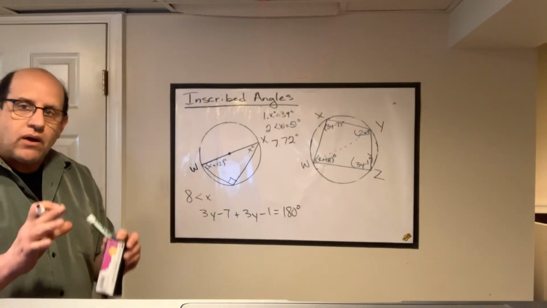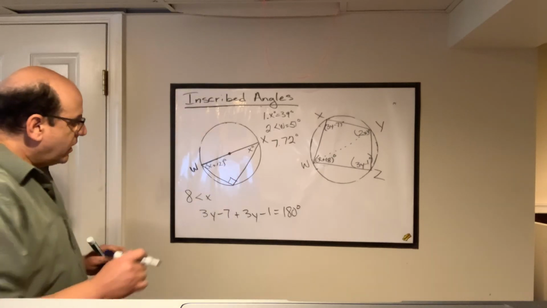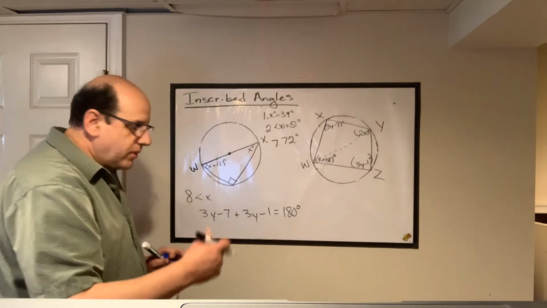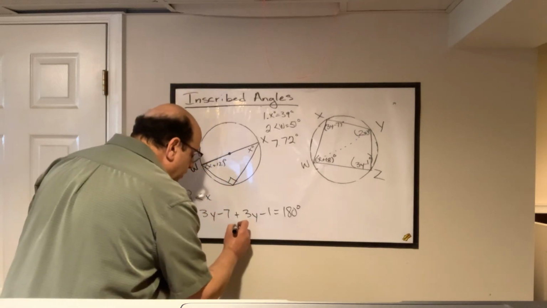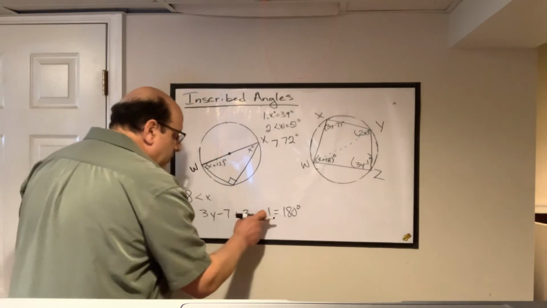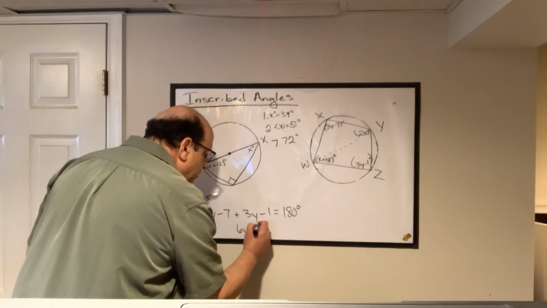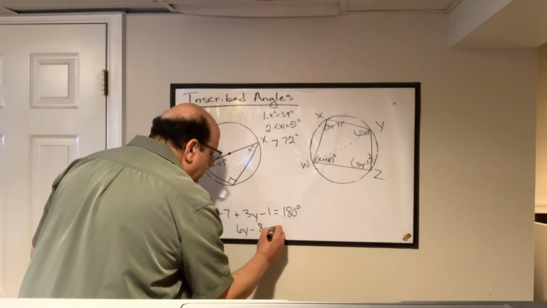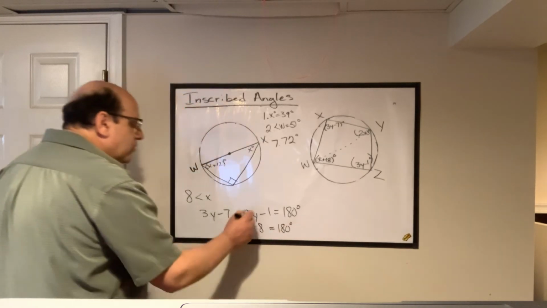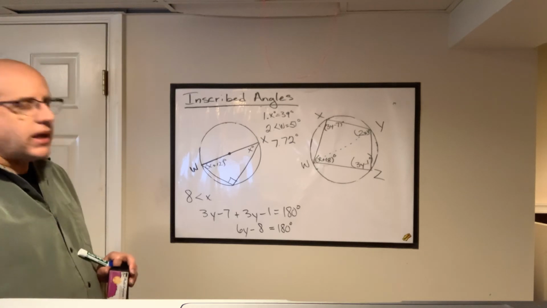Okay? Now, first steps first. I want you to put all of your y's together. 3y plus 3y. Well, now I have 6 y's. Okay? And minus 7 and minus 1 are minus 8. That's a big deal in algebra. Okay? 6y minus 8 equals 180.